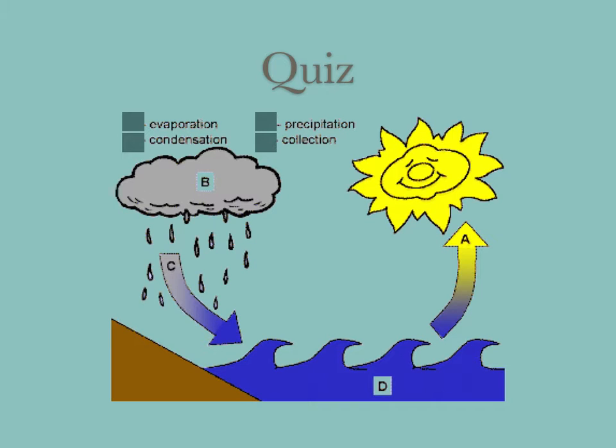Let's quiz ourselves to see what we have learned. Look at the diagram. What is letter A representing? If you said evaporation, you are right. The sun is collecting the water.